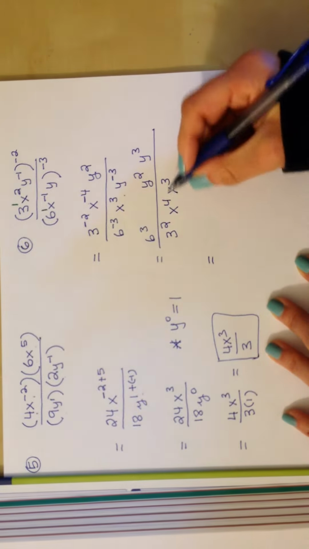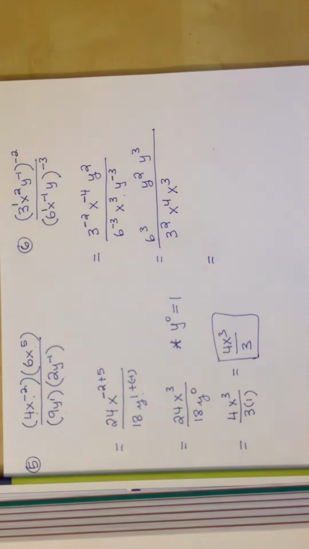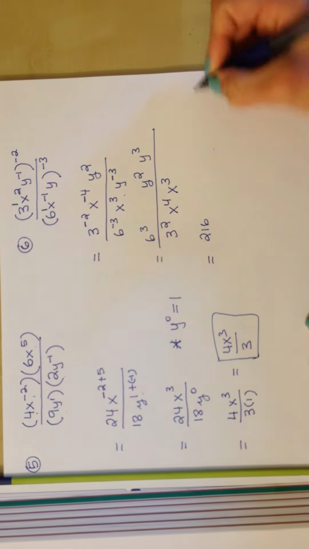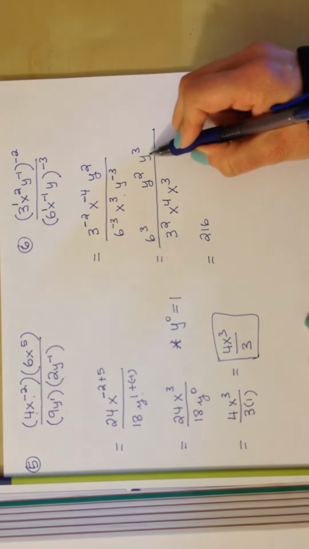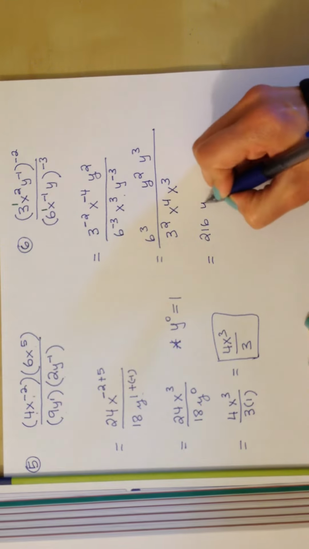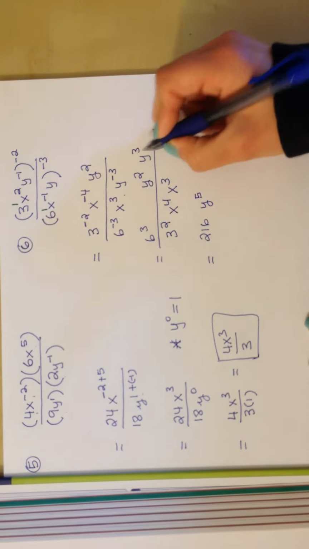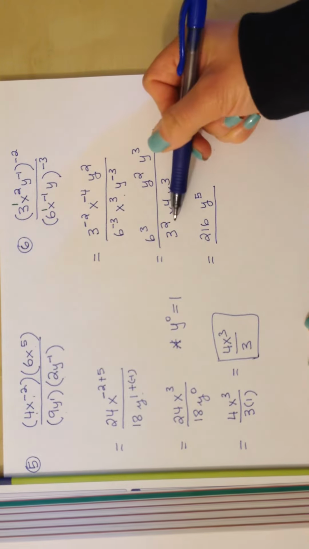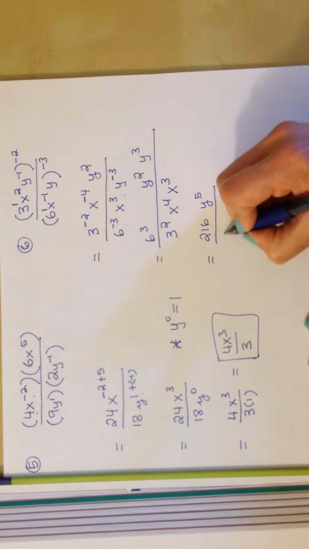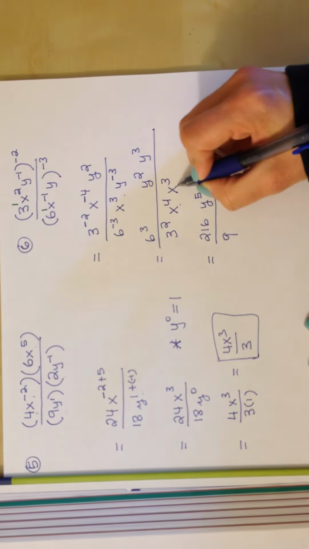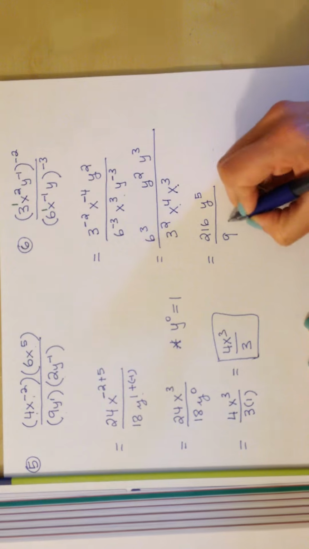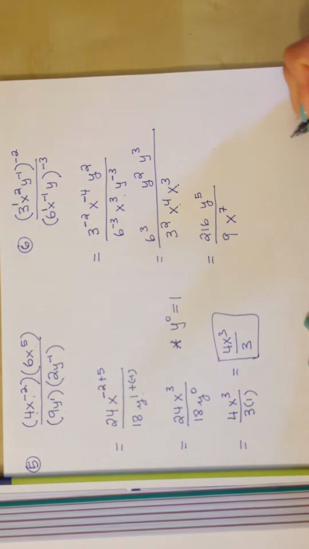Next, now I can calculate. So 6 to the third is what? 6 times 6 times 6. If we calculate that correctly, we get 216. Y squared times y to the third, you have the same base. We add our exponents. We get y to the fifth, 2 plus 3. 3 squared is 3 times 3, 9. X to the fourth times x to the third, add your exponents. We get x to the seventh.